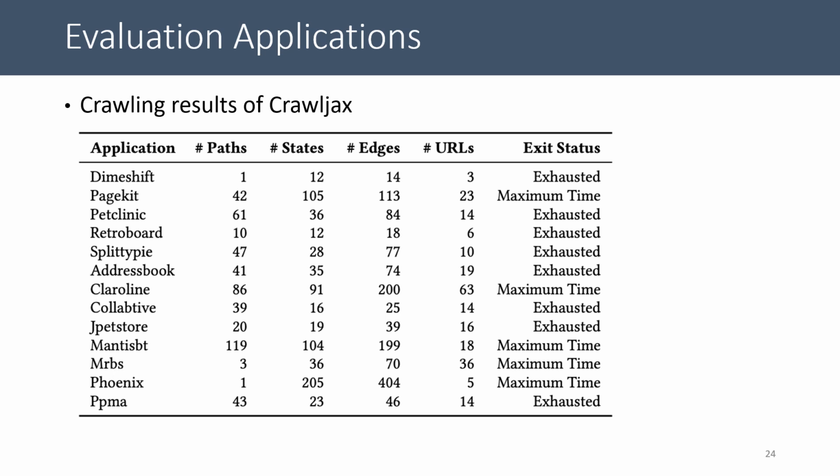Number of URLs represents the number of unique URLs. And the last column shows whether Crawljax completed its run within the 1 hour limit. If it completed, the table shows exhausted. Otherwise, the table shows maximum time passed, which means Crawljax terminated after reaching the time limit.